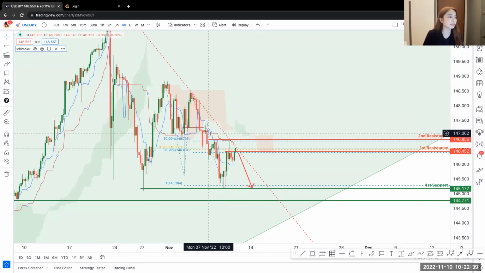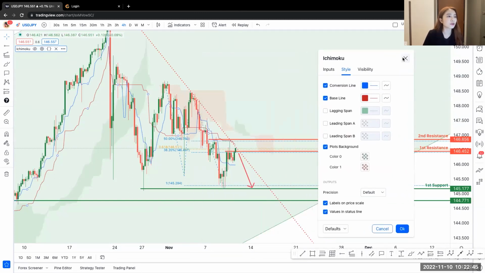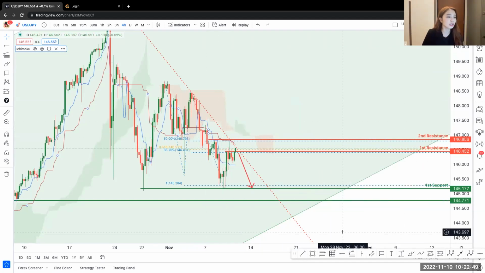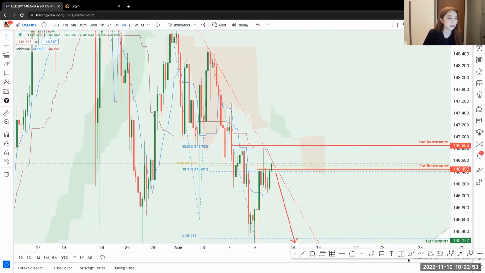So in this case, if it's a downward movement, we're expecting a red line, which is our baseline, to actually cross from below to above the conversion line. So in this case, let's zoom in. I'm not sure whether you guys are able to see it.